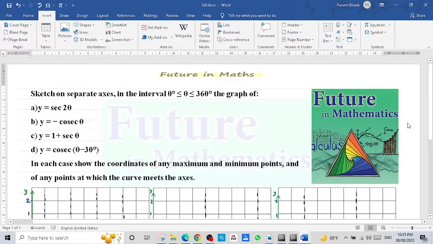Sketch on separate axes in the interval theta greater than or equal to 0 and less than or equal to 360 the graph of part A, y equals sec 2 theta; part B, y equals negative cosec theta; part C, y equals 1 plus sec theta; part D, y equals cosec of theta minus 30 degrees. In each case, show the coordinates of any maximum and minimum points and of any points at which the curve meets the axis. We start with part A.